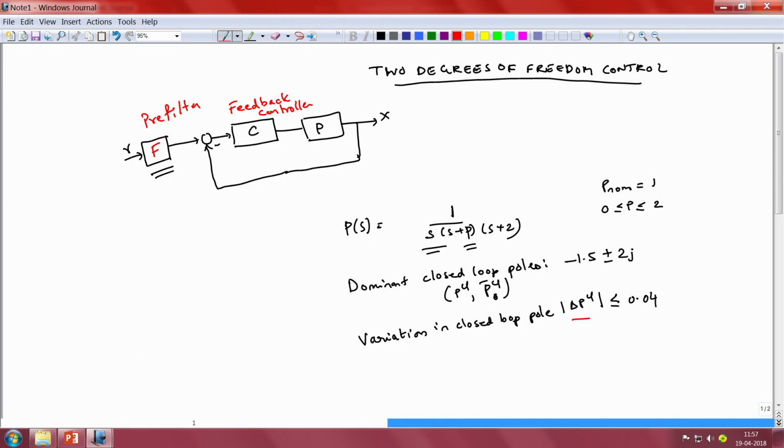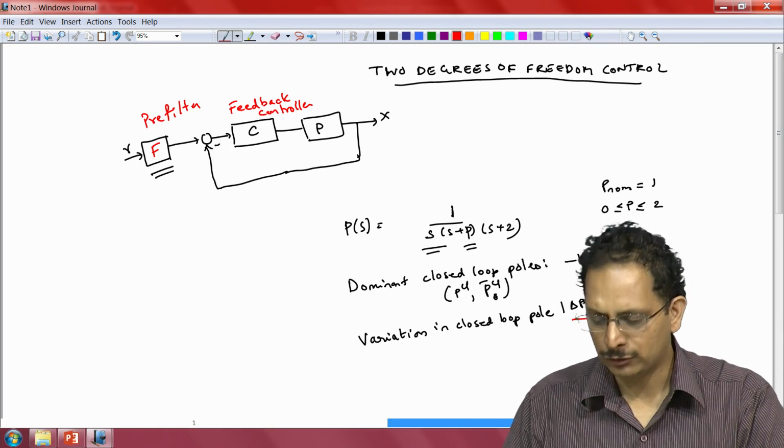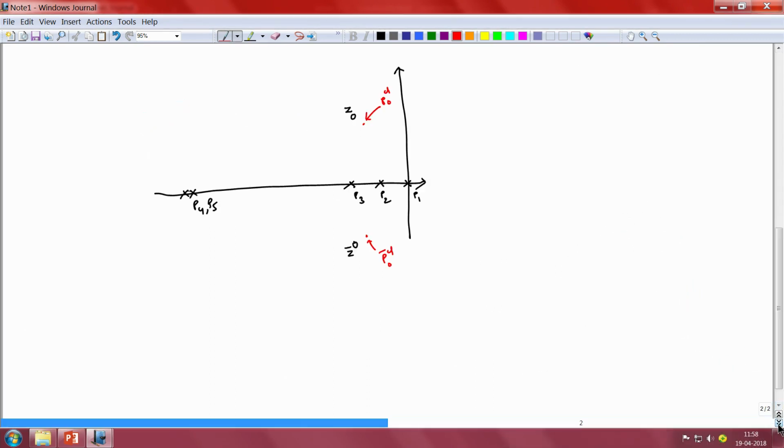So, this is the problem specification, and as we have been discussing, the trick that one adopts in order to restrict the variation of the closed loop pole at minus 1.5 plus minus 2j due to the variation in the plant's pole location is to place a controller zero near the place where the dominant pole is expected to be located. So, we have the dominant pole at minus 1.5 plus 2j, another pole at minus 1.5 minus 2j. So, we locate two controller zeros z and z bar quite close to the locations where PCL naught and PCL naught bar are located.